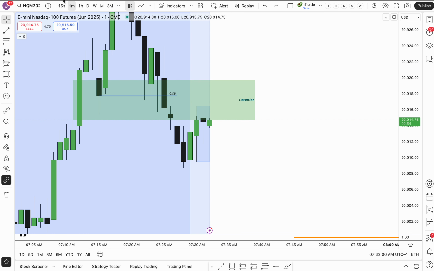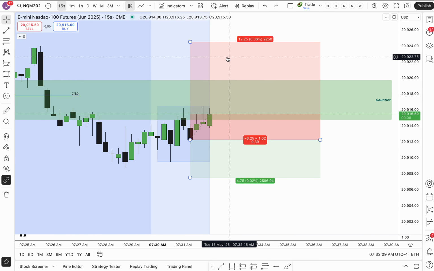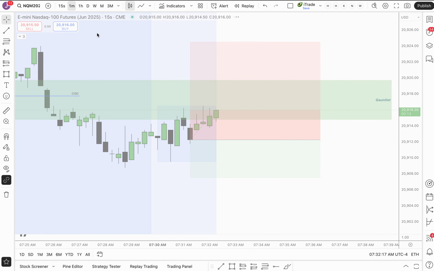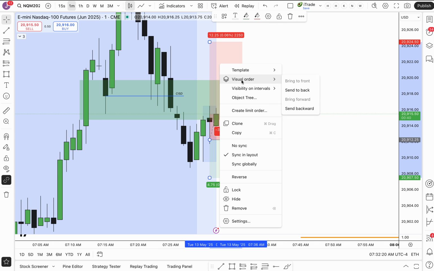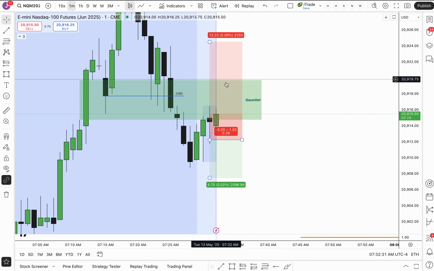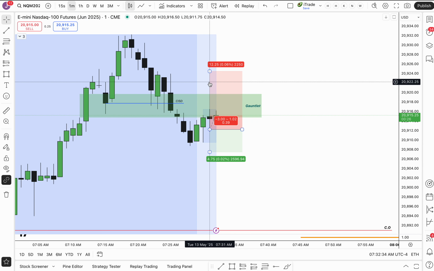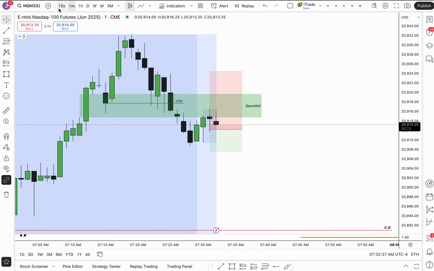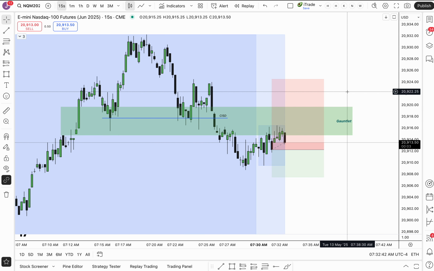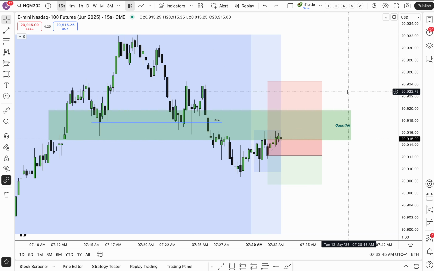Okay, that's not showing up on the, let me, all intervals, let me go to current interval and below. So the stop would be above this high or that high, because if we run above there, potentially this is not a reversal. So this is actually a pretty good trade, you know, considering it's 7:30 in the morning.